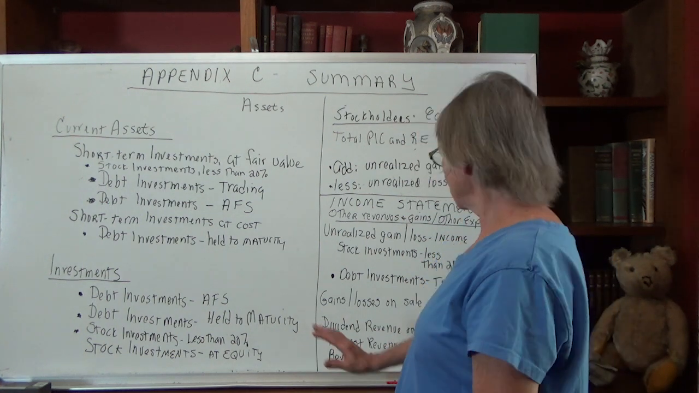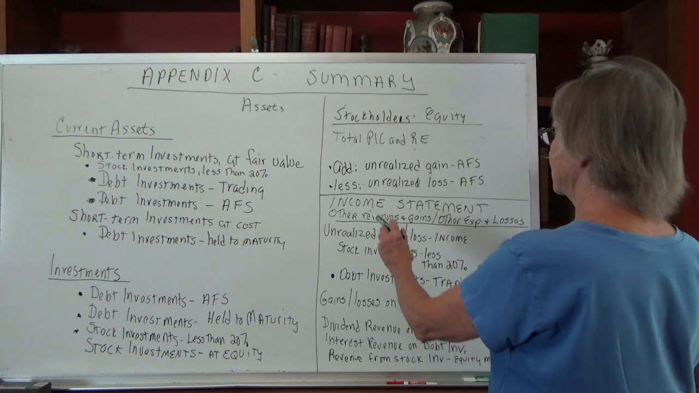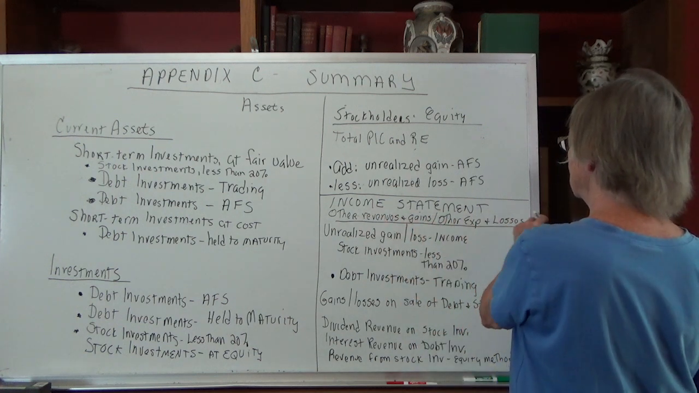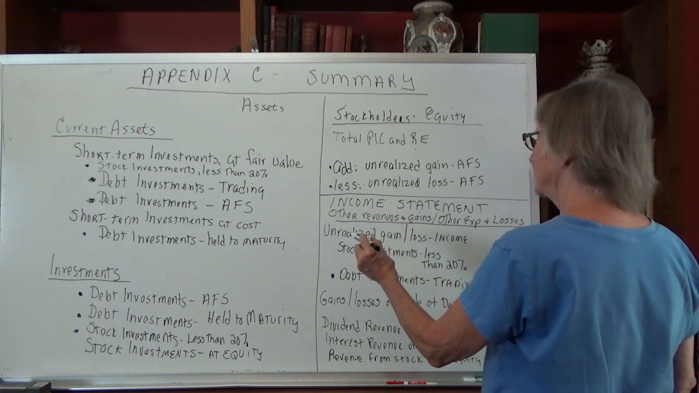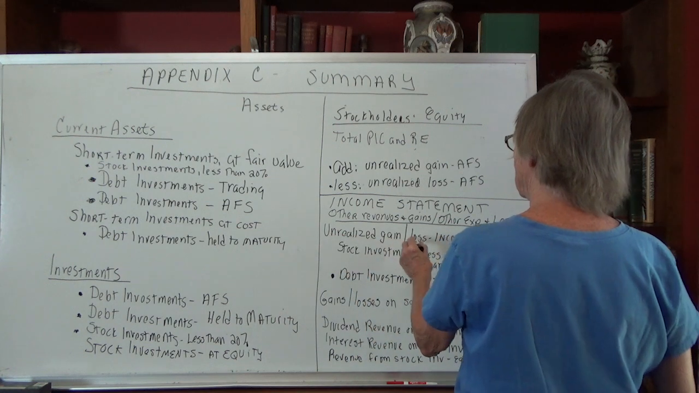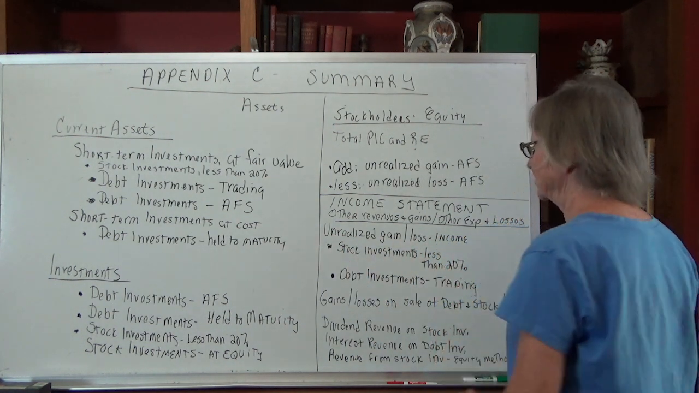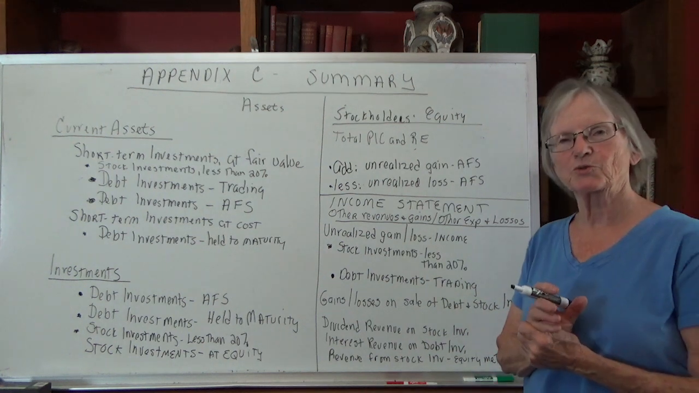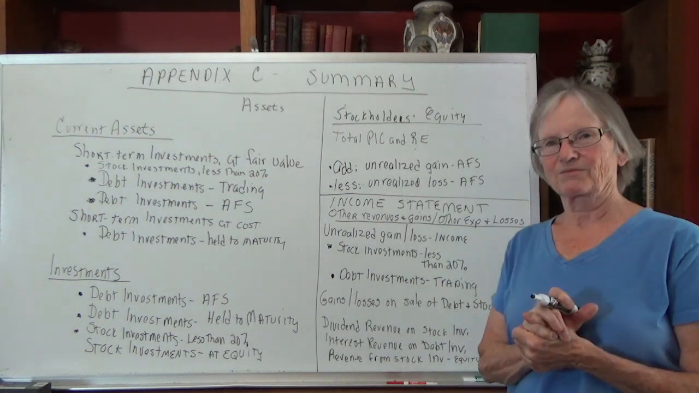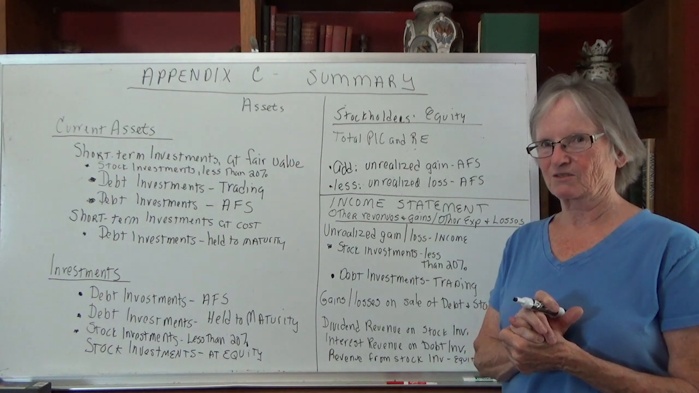Okay, and then we come over here and we've got our income statement: other revenues and gains, other expenses and losses. And here's our unrealized gain/loss income, and here's the stock investments less than 20%. That's where that would get reported. I hope this is starting to make sense.